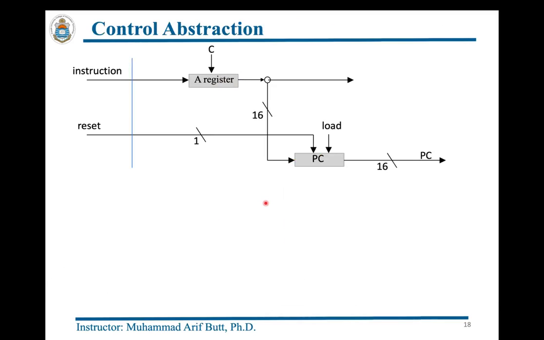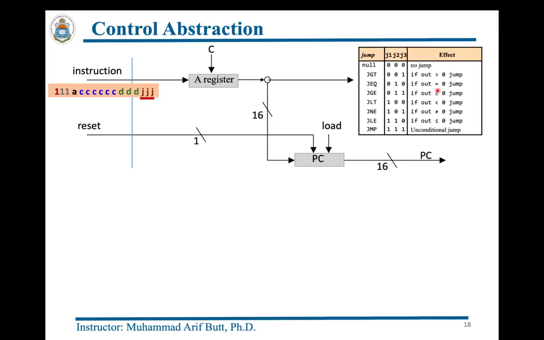Now let us understand the control logic of the CPU. Let us consider this schematic C instruction having different fields, and when we talk about control, we need to concentrate on these three jump bits, represented by J over here. And remember, this table shows the 8 possible values that these 3 bits can take. For example, 000 means no jump, and 111 means an unconditional jump. And the rest of the 6 combinations mean jump if output is greater than 0, or is equal to 0, is greater than or equal to 0, and so on.